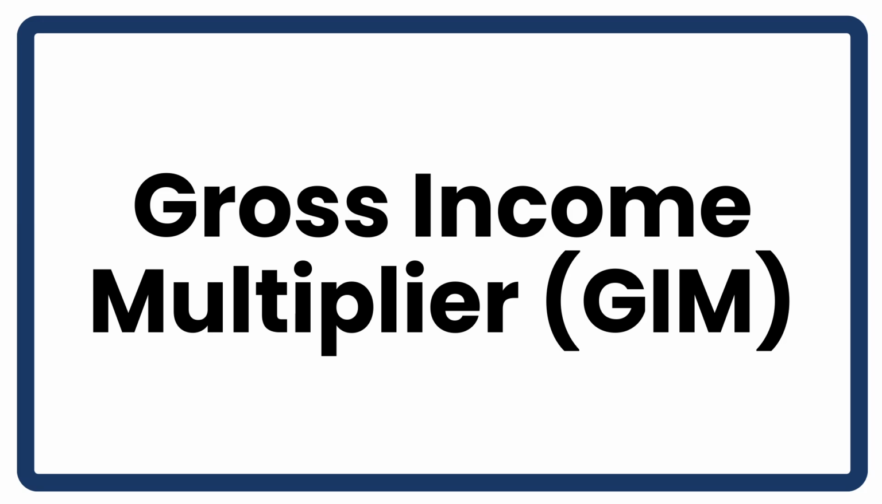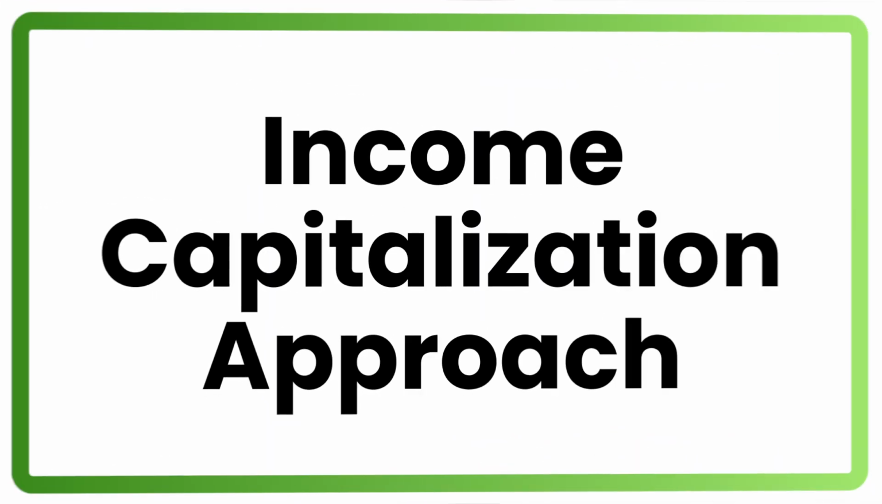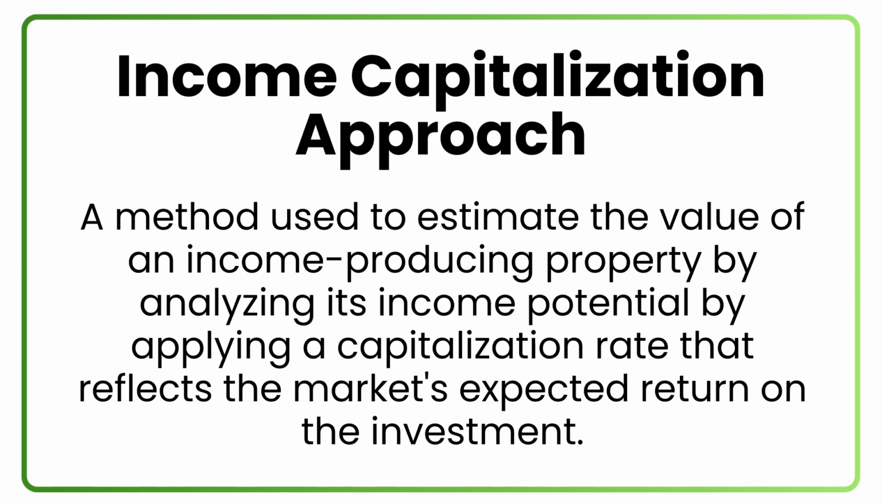Gross income multiplier. The GIM is a calculation used to estimate the value of an income-producing property by dividing the sales price by the anticipated potential gross income. Income capitalization approach. The income cap approach is a method used to estimate the value of an income-producing property by analyzing its income potential by applying a capitalization rate that reflects the market's expected return on the investment.